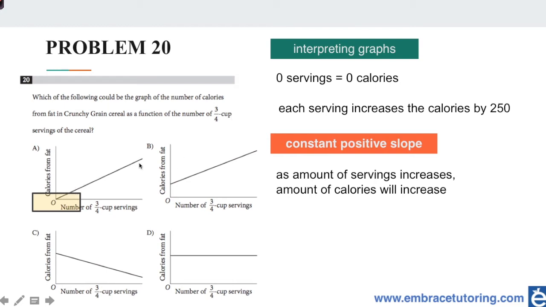But also notice, just in case they ask, it is a constant positive slope, and as the number of servings increases, the amount of calories will increase. Just in general, that is the relationship of the x and the y for the graph, if they were to ask something specifically about what the relationship is. A is going to be your best answer to number 20.